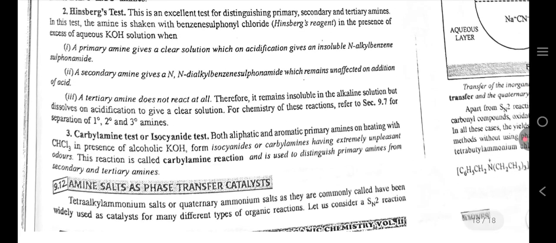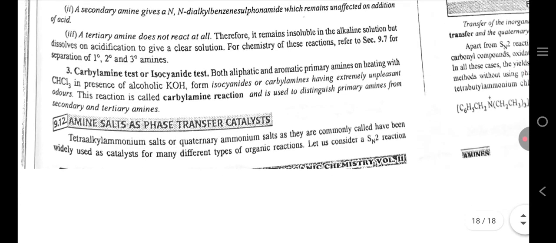Hinsberg test. This is an excellent test to distinguish primary, secondary, and tertiary amines. In this test, the amine is shaken with benzene sulfonyl chloride in the presence of excess aqueous KOH solution. A primary amine gives a clear solution, which on acidification gives an insoluble N-alkyl benzene sulfonamide. A secondary amine gives an N,N-dialkyl benzene sulfonamide which remains unaffected on addition of acid. A tertiary amine does not react at all, therefore it remains insoluble in the alkaline solution but dissolves on acidification to give a clear solution. For the chemistry of these reactions, refer to the separation of primary, secondary and tertiary amines.